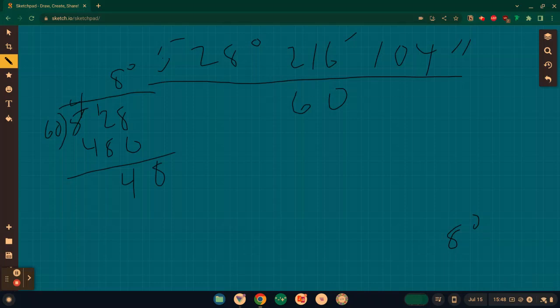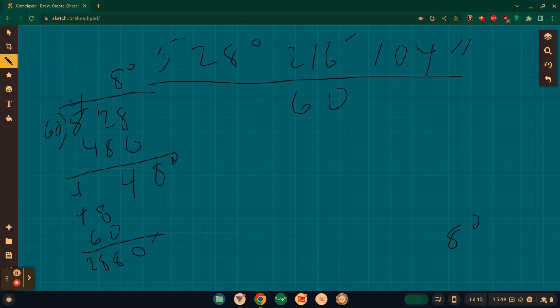What can we do with this 48? We can't divide it by 60 without getting a decimal. We want to get minutes. So we can convert this 48 hours by multiplying it times 60, since there's 60 minutes in an hour. 6 times 8 is 48, and 6 times 4 is 24, plus 4 is 28. So we wind up with 2,880 minutes. And what we can do is add that to the 216.